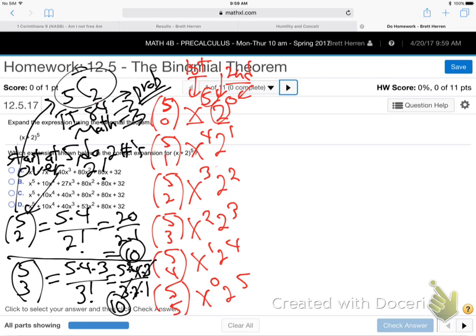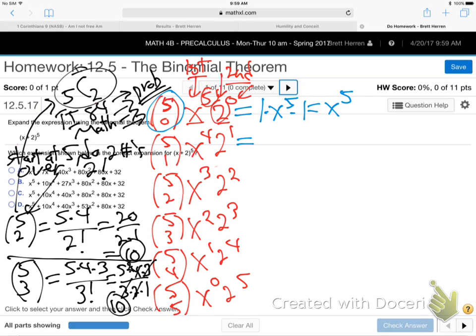So let's start cranking these out. Here we go. 5 choose 0. Oh, I didn't tell you about 0. Anything choose 0 is always 1. That's the definition of choose 0. Because how do you start at 5 and write 0 numbers? So, anyway, it's always 1. You could do it on your calculator. x to the 5th times 2 to the 0, which is also 1. So that one's just going to be x to the fifth.